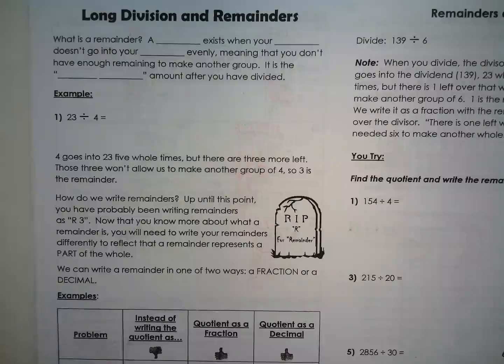So from here on out, I don't want to see R, which I saw a ton of on the pretest because that's what you guys are used to. I don't want to see R for remainder. I want to see a number. And let me show you what I mean by that, okay?